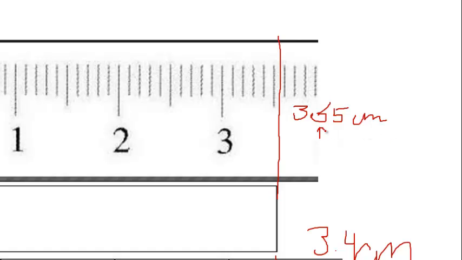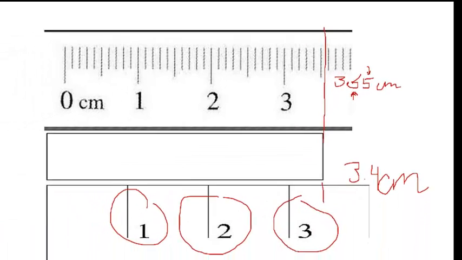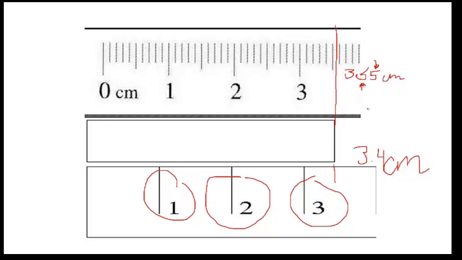This is the smallest marking on the ruler. This is our estimated digit. This and this one in the bottom measurement, we know for sure that this is correct because this was our marking on our ruler, and then this was our last estimated place value. This last estimated place value is what we call significant figures, or sig figs for short.